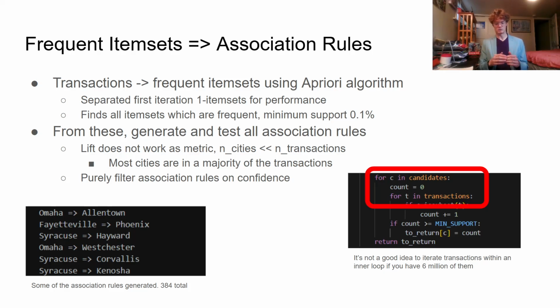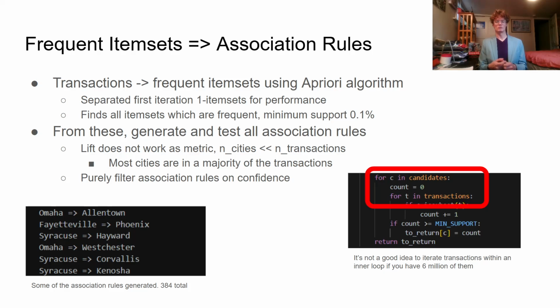Then after that, it just goes to the regular join and prune steps for Apriori, and it finds all item sets which are frequent with a minimum support. I found that 0.1% of transactions worked. And then that gave us about 1,500 frequent item sets. And then from these, we could generate and test all possible association rules. The association rules would be of the form a number of antecedents which co-occur frequently with a single consequent city.